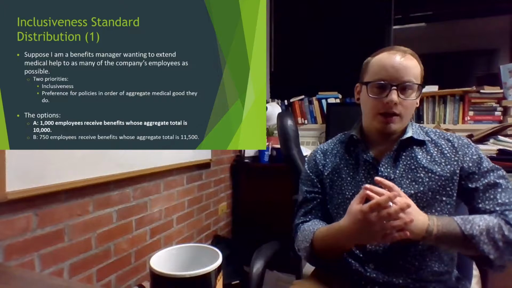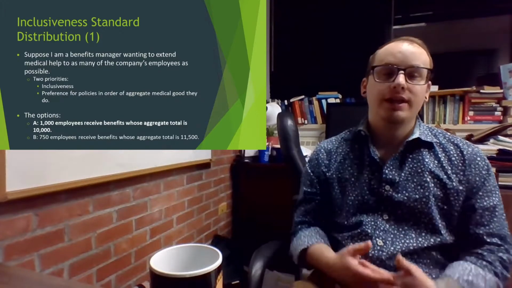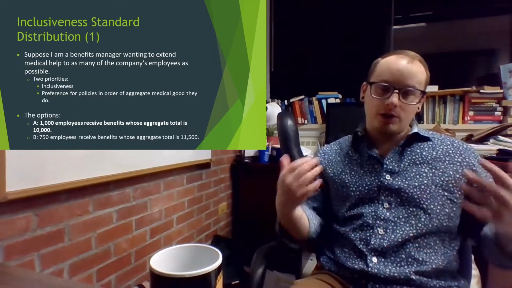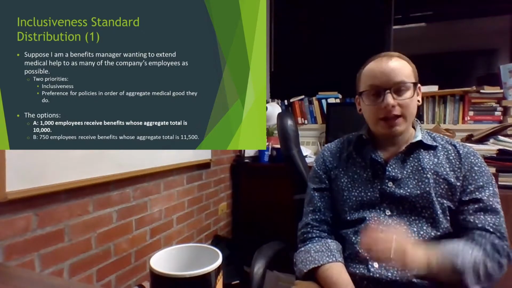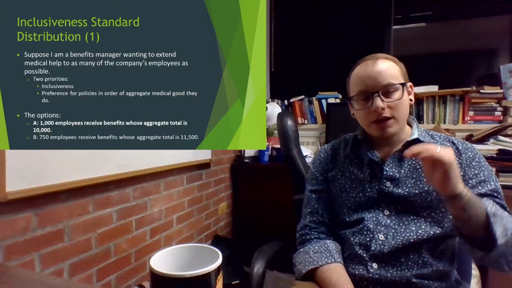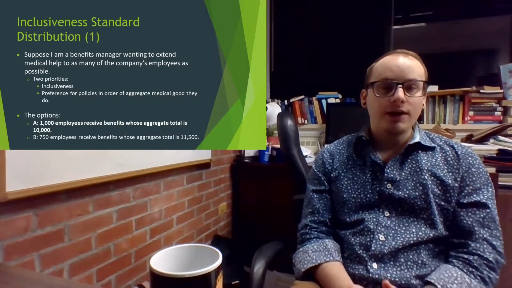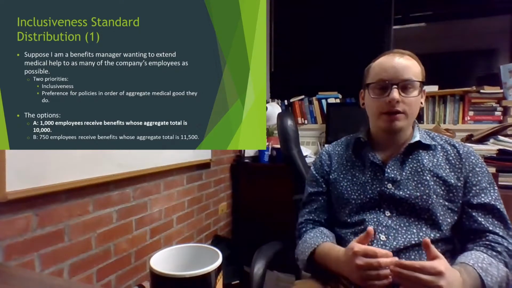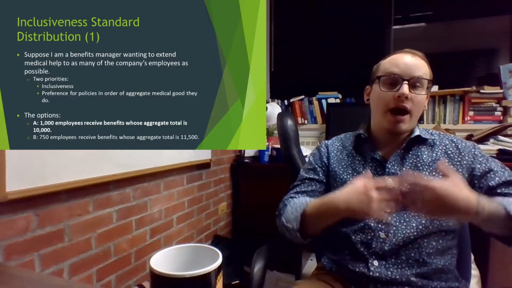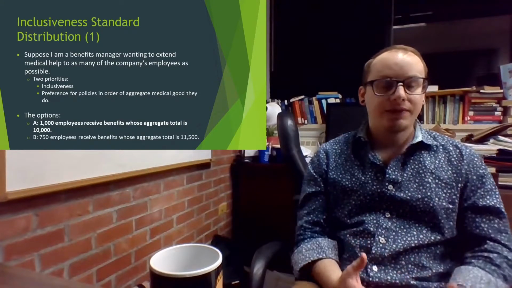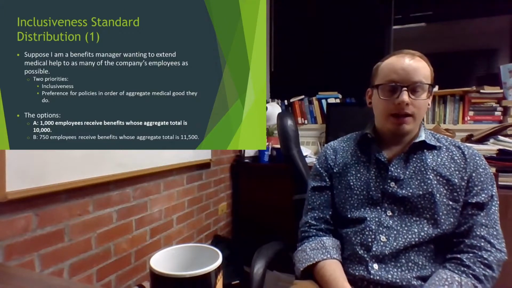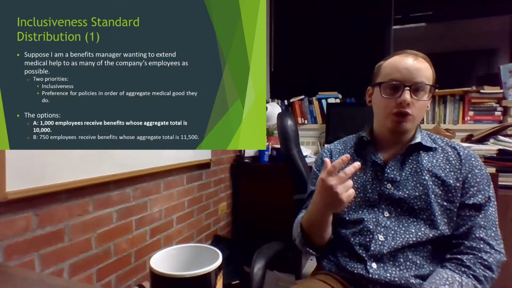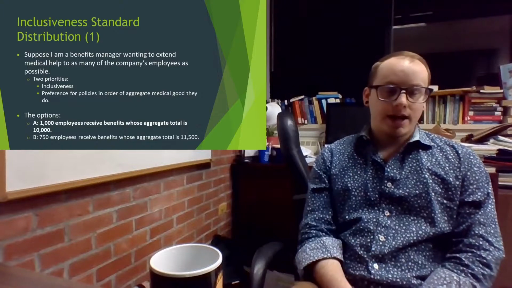If I'm wanting to promote the inclusiveness standard, then inclusiveness, making sure I don't exclude people from the new health insurance policy, is my chief concern. But another concern I might have is preference for the ordering of policies according to the overall aggregate medical good that they promote. Now, what this might mean is I might then come up with two different options for new medical policies I can implement.